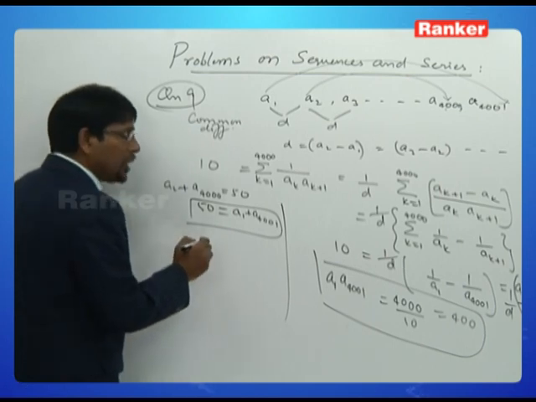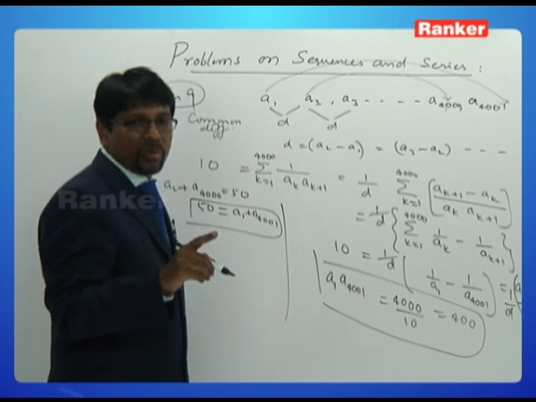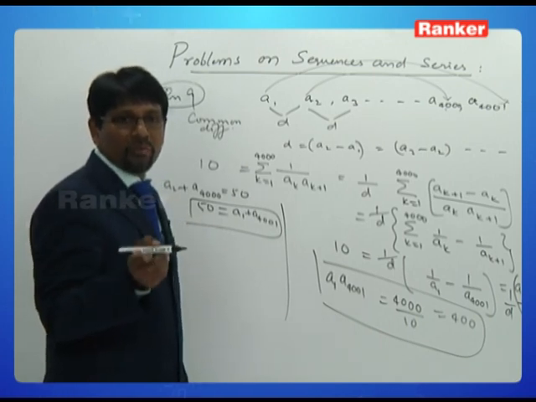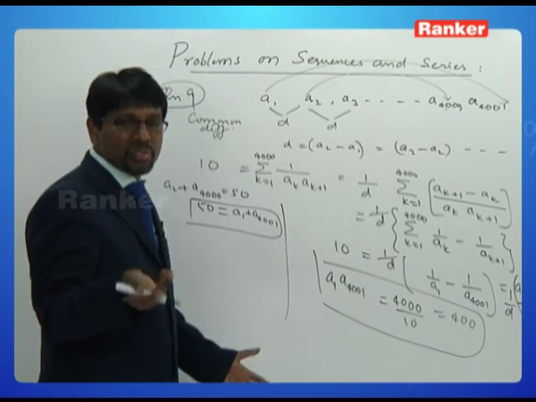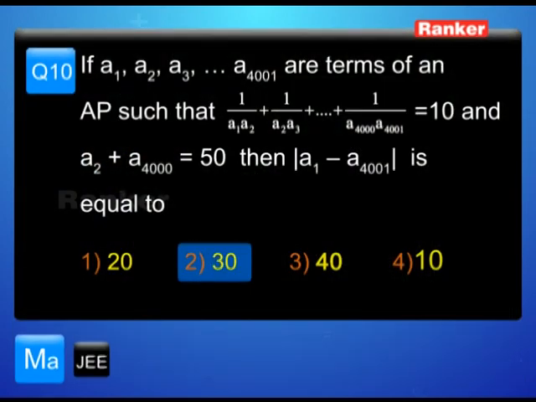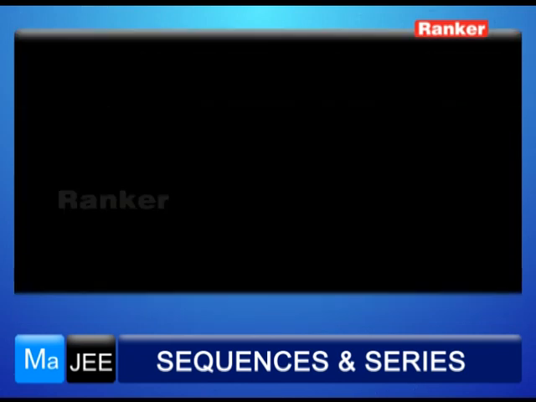So a1 and a4001, one of them should have been 40 and the other would have been 10. So the difference will be 40 minus 10 or 10 minus 40. Absolute difference is what is required. Therefore, the answer is 30. That makes it modulus of a1 minus a4001, we can say, will be 30. Therefore, the answer is 2. Let's move on to the next question.